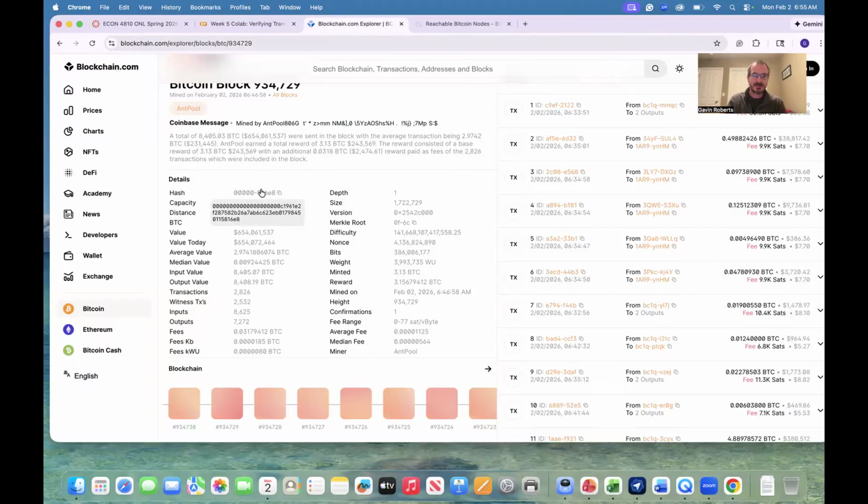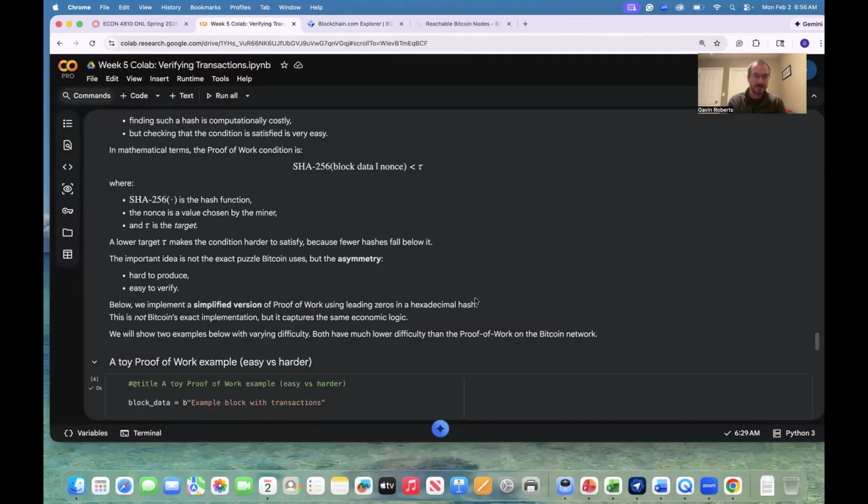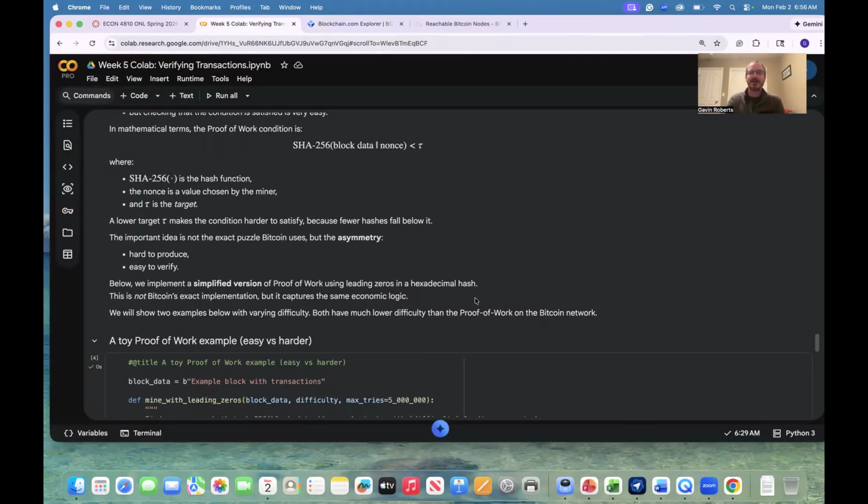We just checked it. Yep, the condition was satisfied because if you hash this entire block, this is the hash that they got. Now, I'm not explicitly checking it because I'm not hashing everything and making sure that that's true, but that is happening. Many nodes are doing that to verify that this is a valid block. So in mathematical terms, the proof of work condition is applying this hash function to the block data and the nonce, which is the thing that's changing, because they're not going to change the block data.